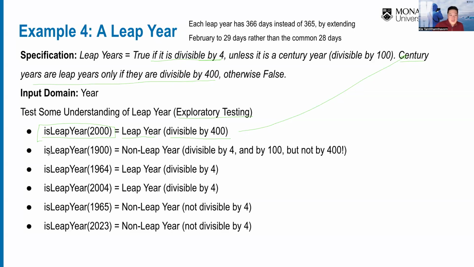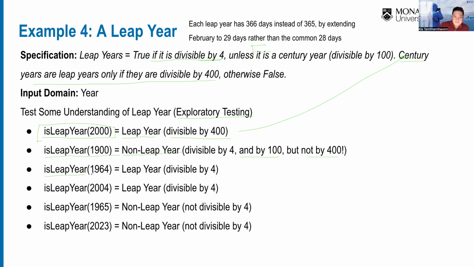What about 1900? Is 1900 divisible by 4? Yes, it is divisible by 4, and also by 100 as well. Am I right? 1900 is divisible by 100, but it is not divisible by 400. So this one is false, so it is not a leap year. Make sense? Okay, next one.